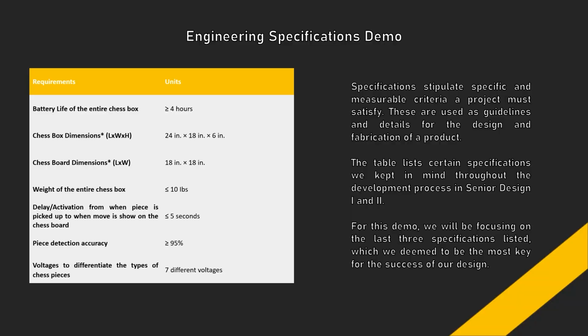Now it's time we talk about the engineering specifications of our chessboard, but most importantly, showcase some of the key specifications that we deem to be the most important for a successful final design. The specifications you can see in the table are great guidelines to keep in mind during the design of our projects, spanning both senior design semesters. These criteria served as a baseline to establish some constraints that needed to be satisfied, but our group aimed not only to meet said criteria, but also to surpass them when possible.